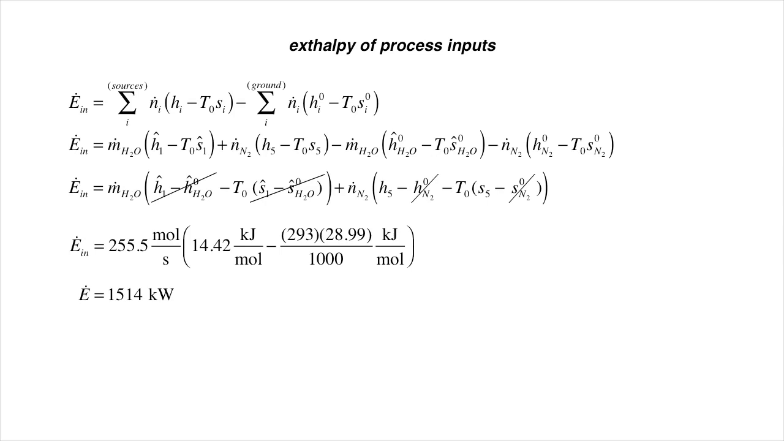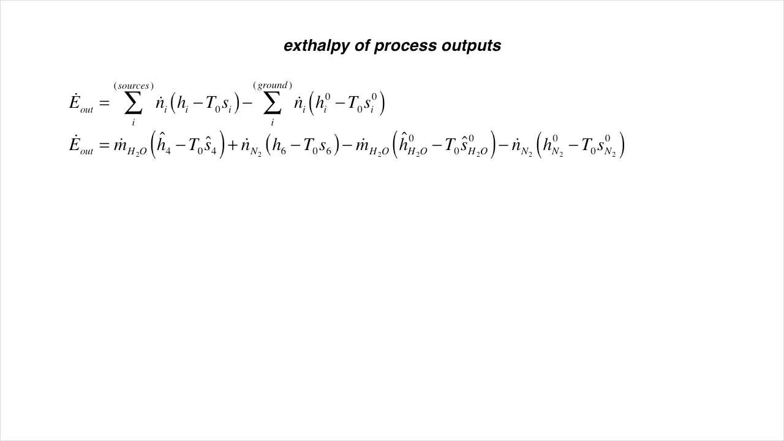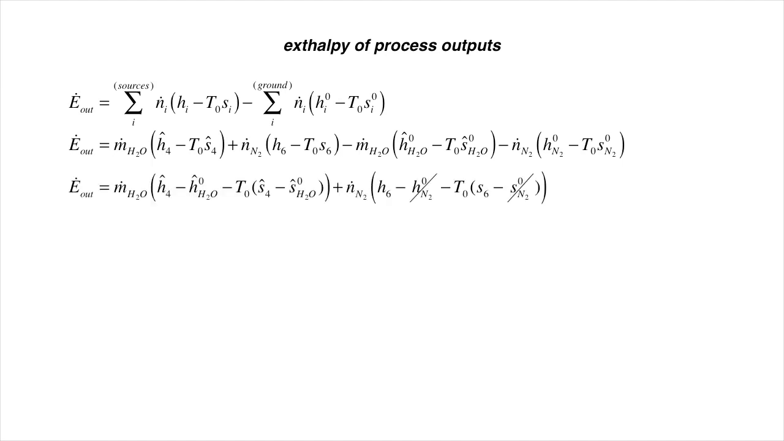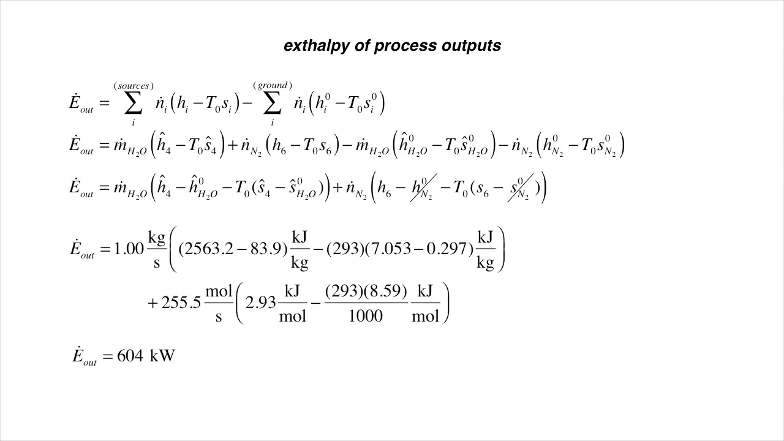So where's the rest? To answer that, let's also look at the exthalpy of the process outputs in streams 4 and 6. Collecting terms, and once again recognizing H0 and S0 for nitrogen are both 0, we get the expression shown here. Plugging in numbers again, we find the nitrogen and steam leaving the process carries with them 600 kilowatts of unrecovered work potential. That's a greater loss than the entropy generation in all of our equipment combined.